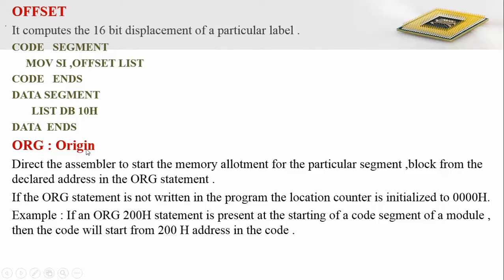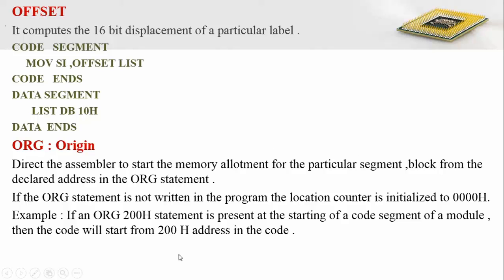Next is ORG, or origin. This directs the assembler to start the memory allotment for a particular segment or block from the address declared in the ORG statement. Usually, while starting the code storage inside the code segment, the program codes are stored from the starting location of the code segment itself, that is from the 000th displacement position of the code segment.